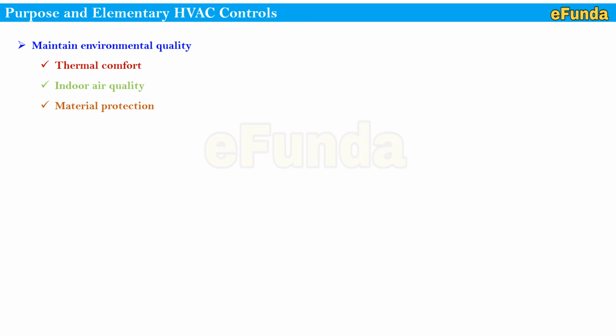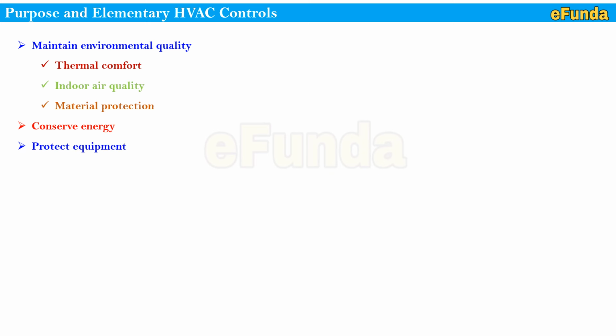Purpose and elementary function of an HVAC control system are: purpose, maintain environment quality through thermal comfort, then indoor air quality and material protection, conserve energy, protect equipment.